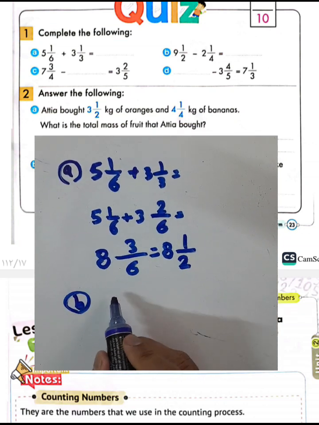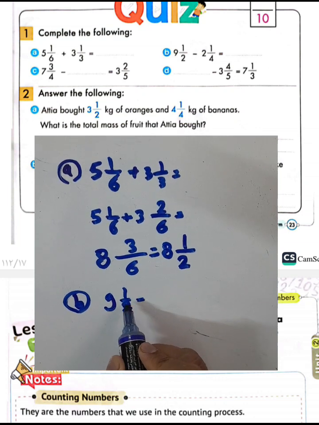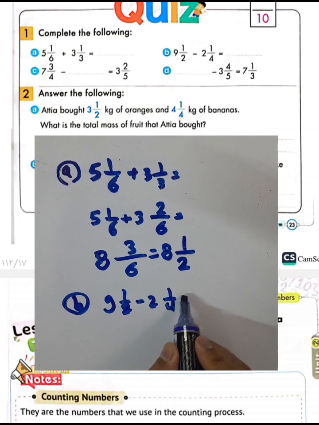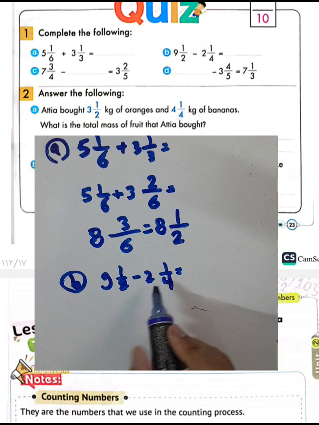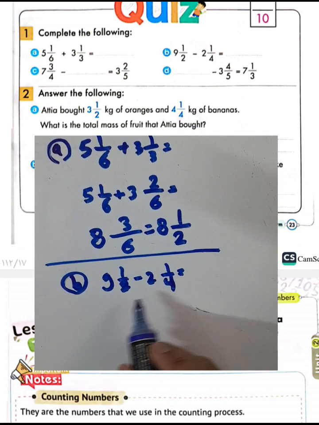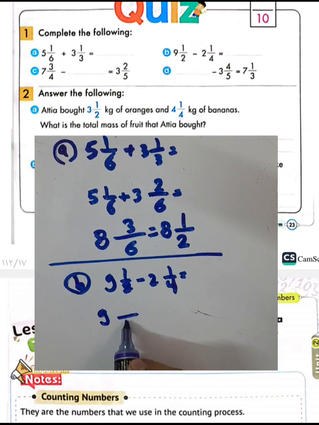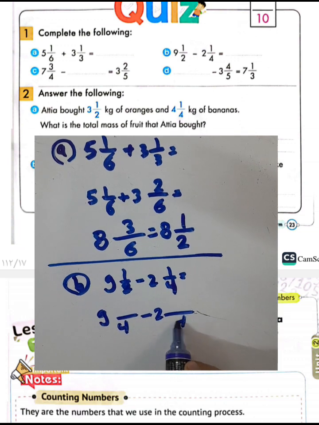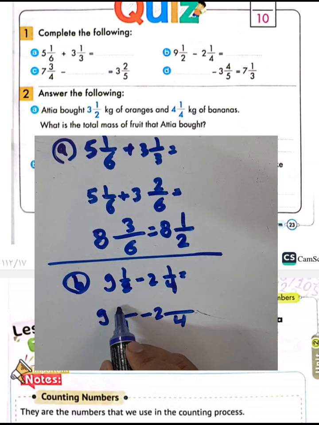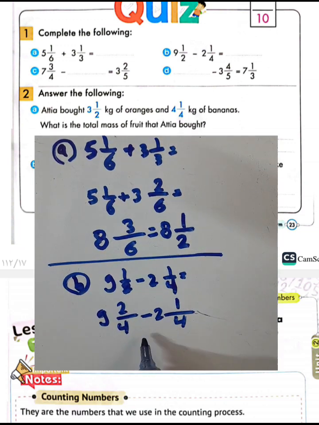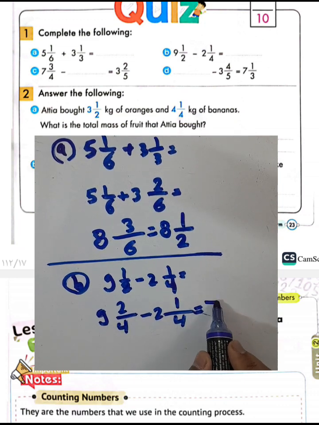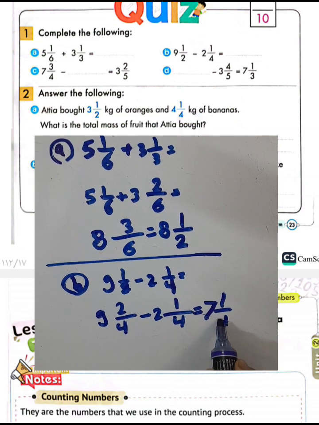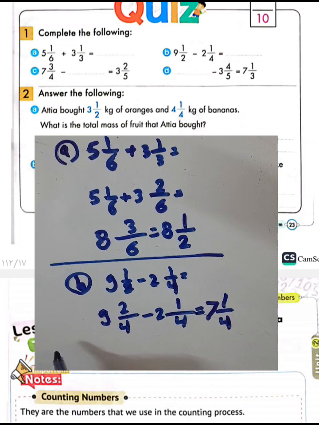Letter F, 9 and a half subtract 2 and a fourth. We can find the least common multiple between the two denominators here. 4 can be divided by 2. Then write 4 in the denominator. 2 times 2 equals 4, 2 times 1 equals 2. Write 1. And then 9 minus 2 equals 7. 2 minus 1 equals 1. And then write 4 here. The result will be 7 and a fourth.